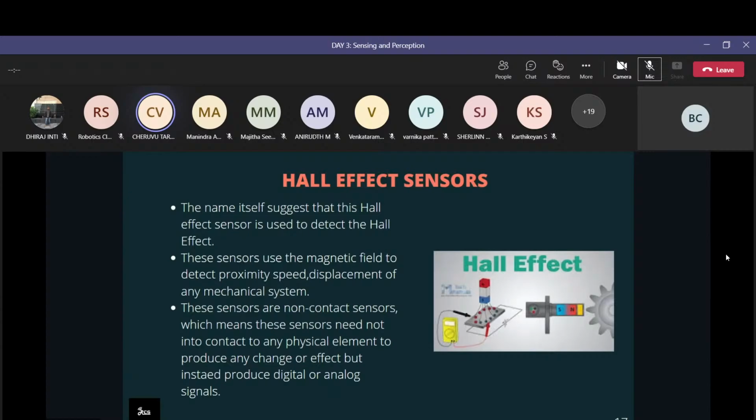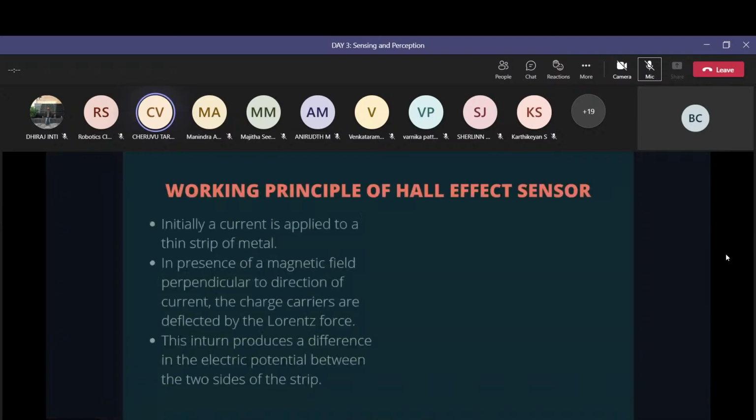This is what a Hall effect sensor is. It is a non-contact sensor. Without coming into contact with the wheel or any physical entity, it will detect displacement, speed, and so on. How is it detecting? With the help of the Hall effect, bringing a magnet close to an electric circuit. You will get a potential difference, and by measuring that potential difference, you can measure the displacement and the speed of the mechanical system. Next. This is the working principle of the Hall effect, guys.